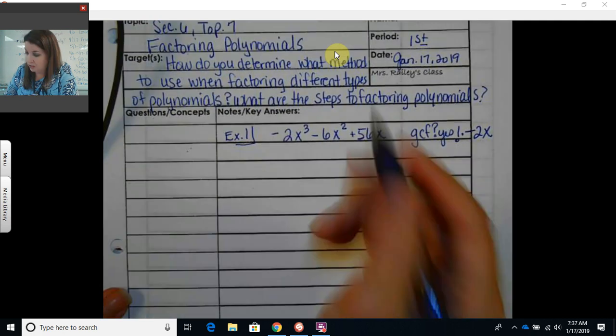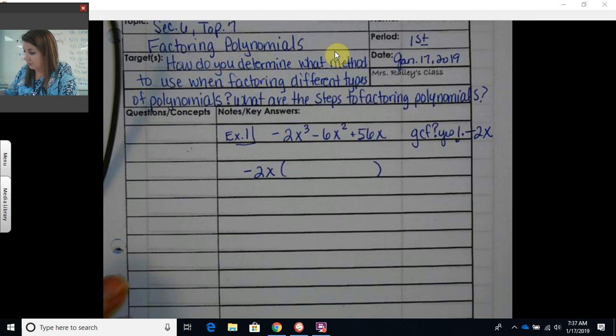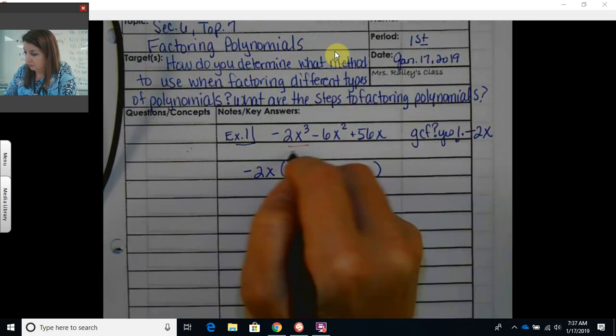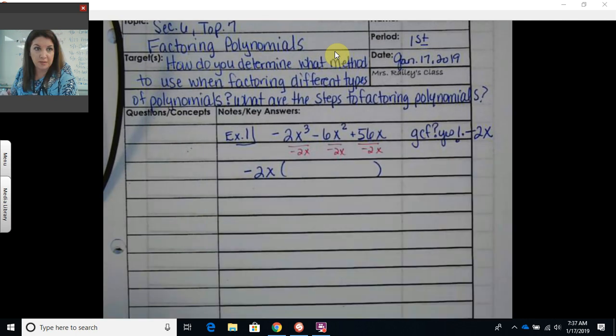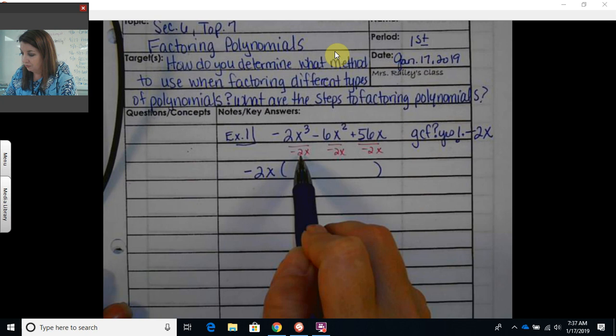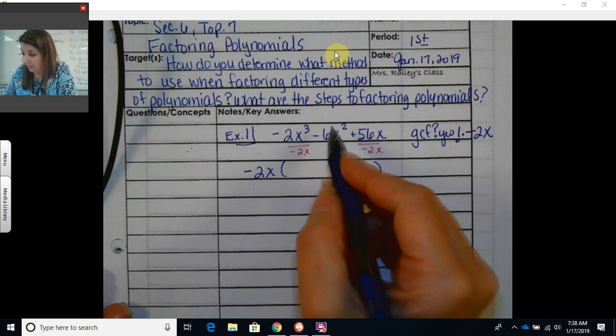So we know how to do this. Put negative 2x outside the parentheses. Divide each term by the GCF to see what's left inside the parentheses. Let's just take it slow. What's negative 2 divided by negative 2? Well, just the negative 2 part. It's positive 1. And x cubed divided by x is x squared. So 1x squared is the same thing as x squared, and it is positive.